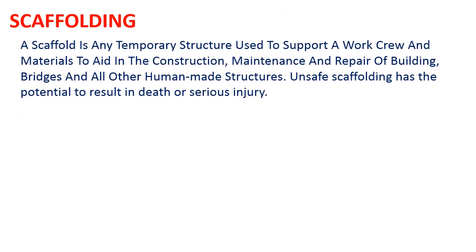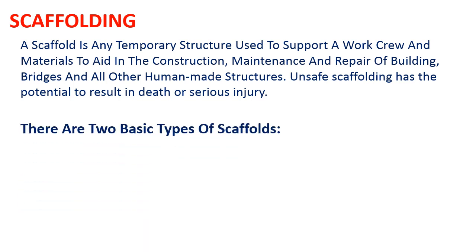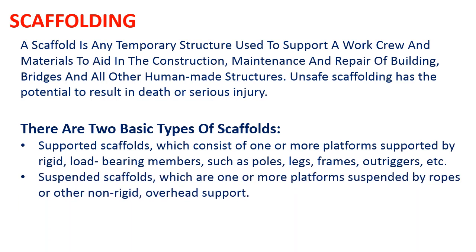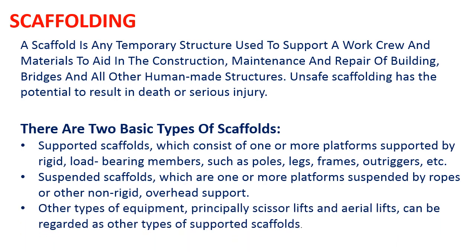Scaffolding. A scaffolding is any temporary structure used to support a work crew and material to aid in the construction, maintenance and repair of buildings, bridges and all other human-made structures. Unsafe scaffolding has the potential to result in death or serious injury. There are two basic types of scaffold. Supported scaffolds, which consist of one or more platforms supported by rigid load bearing members such as poles, legs, frames, outriggers, etc. Suspended scaffolds, which are one or more platforms suspended by ropes or other non-rigid overhead support. Other types of equipment, principally scissor lifts and aerial lifts, can be regarded as other types of supported scaffold.